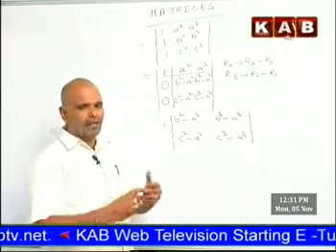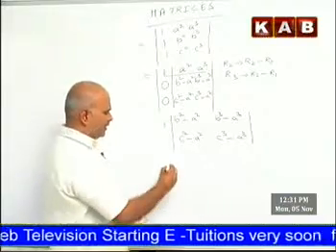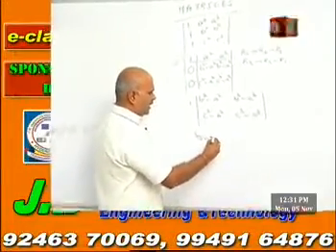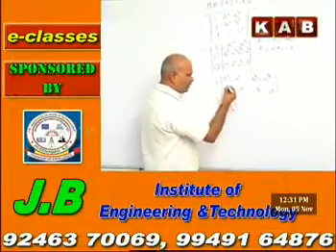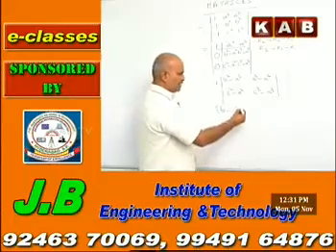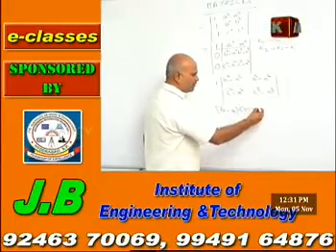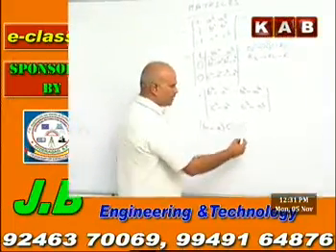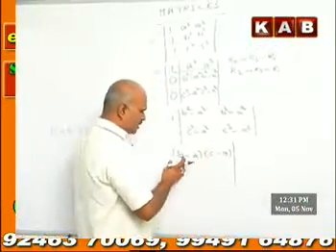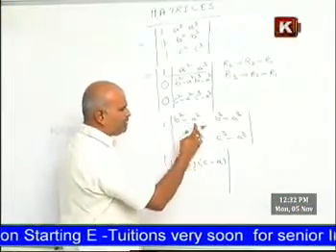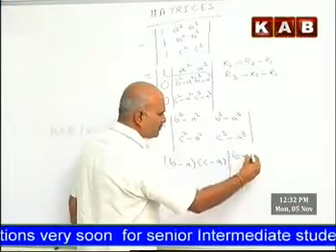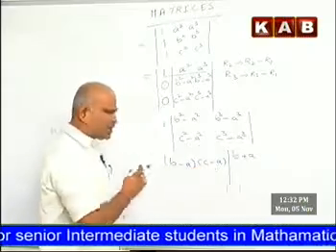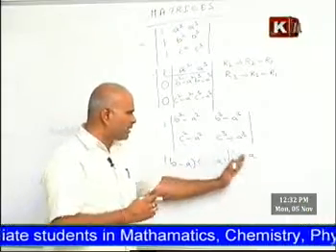So now we can take some common part. In this one, B minus A common from the first row, C minus A common from the second row. There I can get it as, because B minus A is taken, here B plus A will remain.